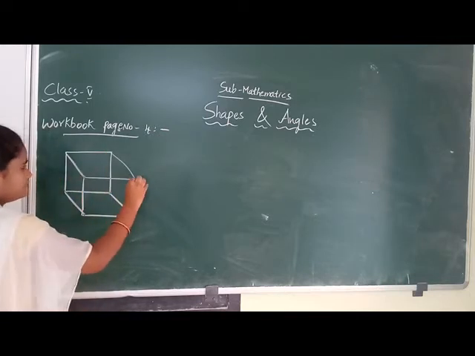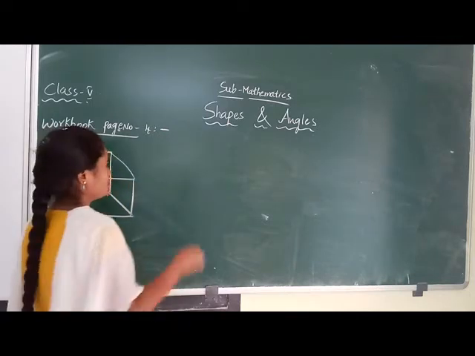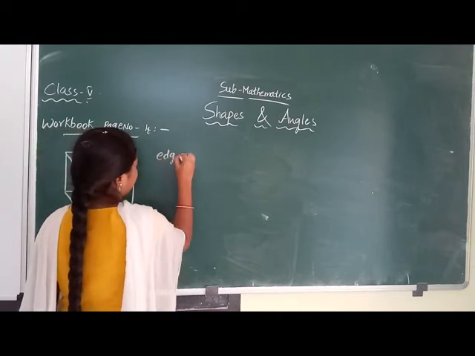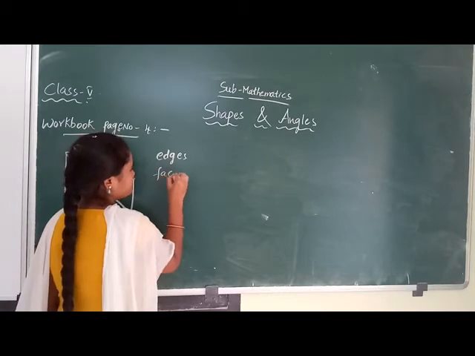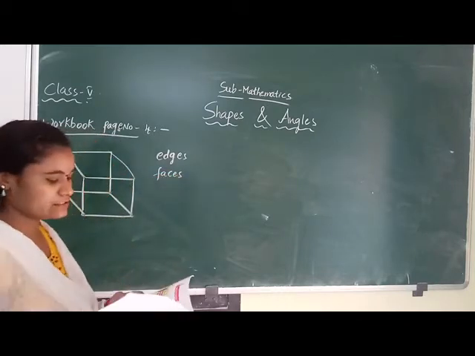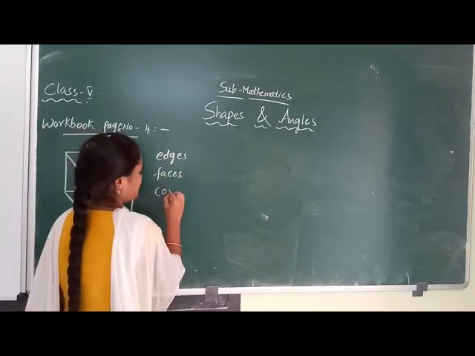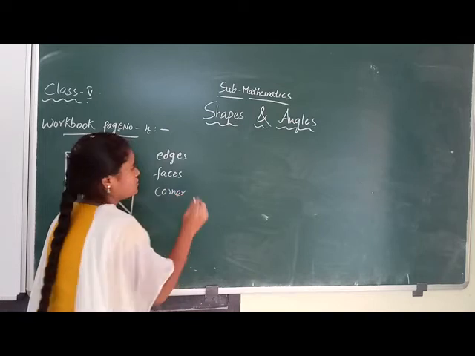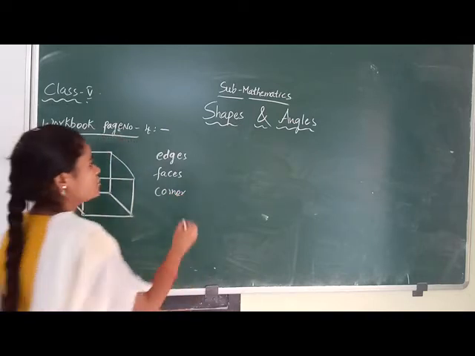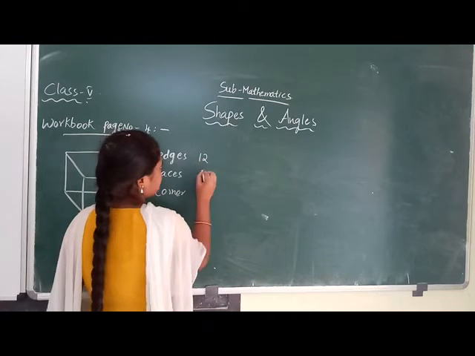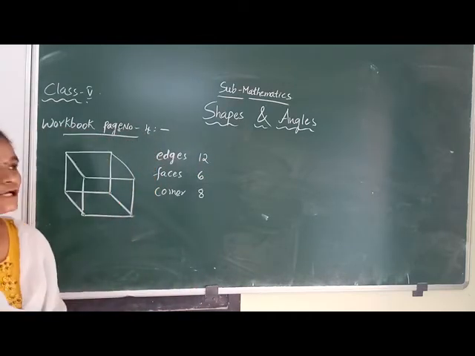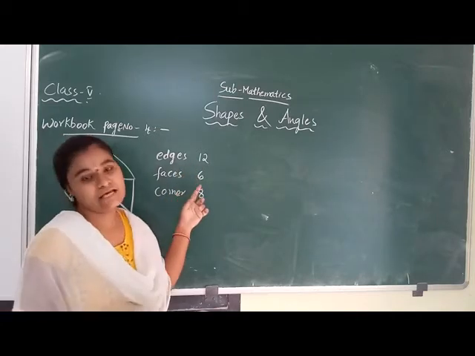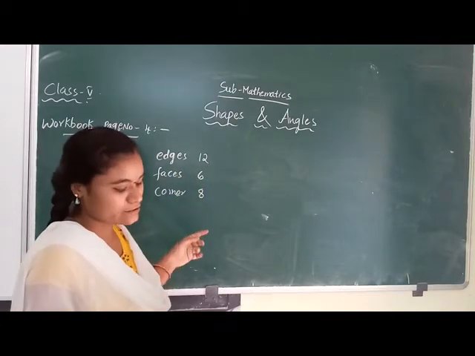Cube. First, number of edges, number of faces, next corners. So in a cube, 12 edges, 6 faces, 8 corners. Okay? In a cube, 12 edges, 6 faces and 8 corners.